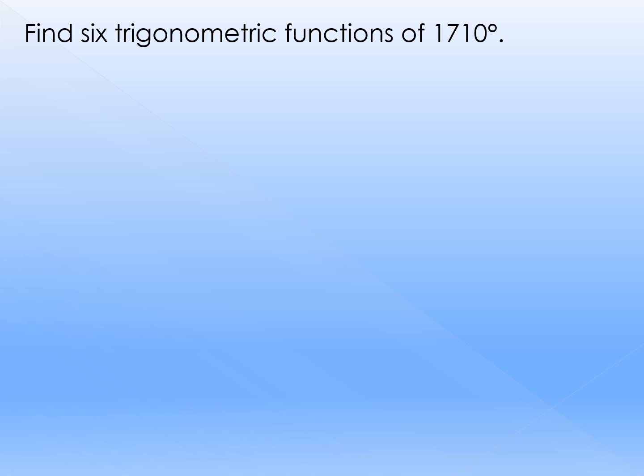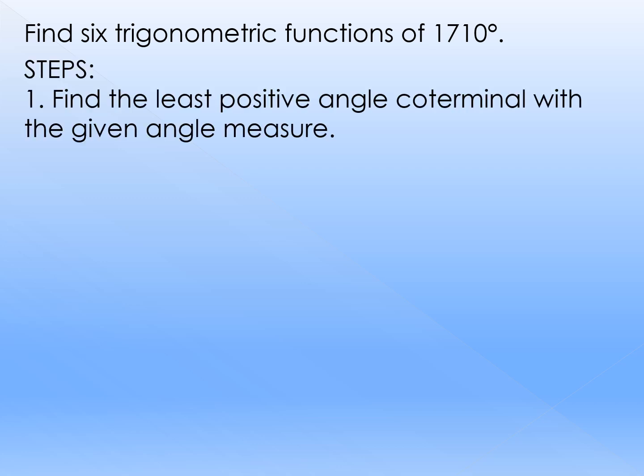Let's try an example. Let's find the 6 trigonometric functions of 1710 degrees. The first step is to find the least positive angle coterminal with a given angle measure. We already discussed this in our last meeting. To find the least positive angle coterminal with 1710 degrees, we're going to apply the formula theta minus 360k. To find the value of k, we're going to have 1710 divided by 360, and that is equal to 4.75. Therefore, k is equal to 4.